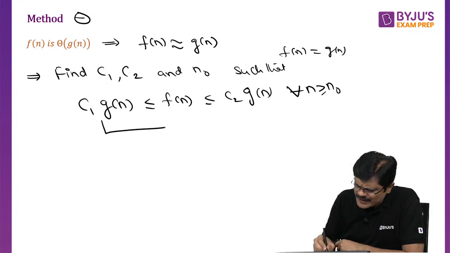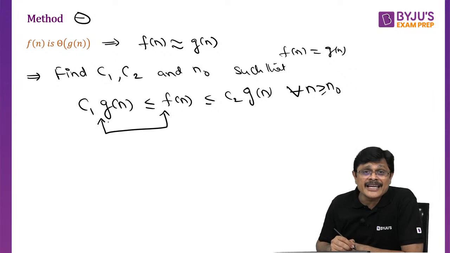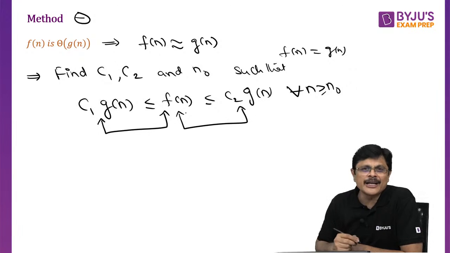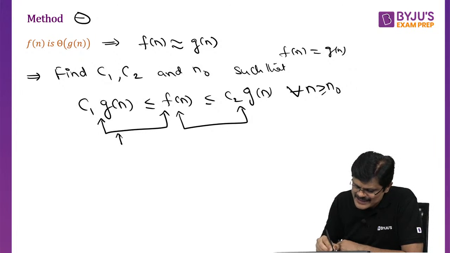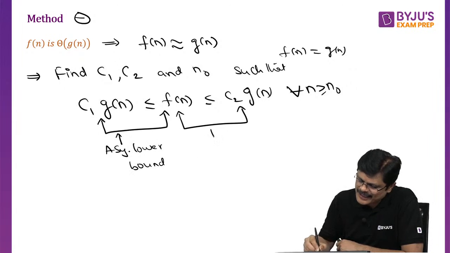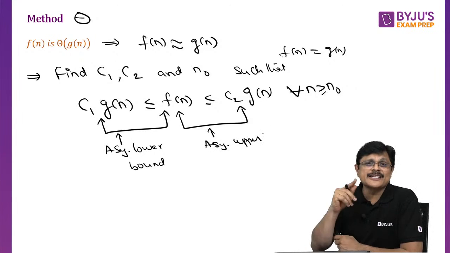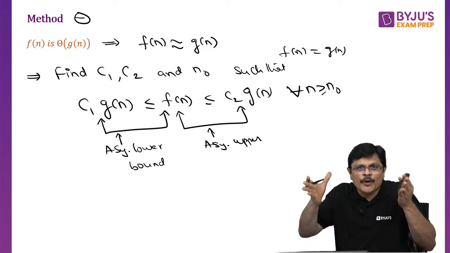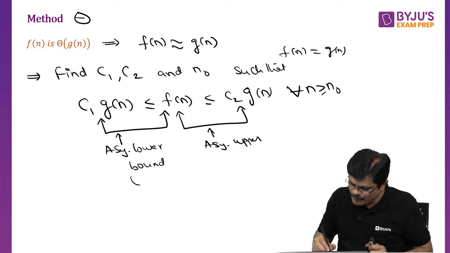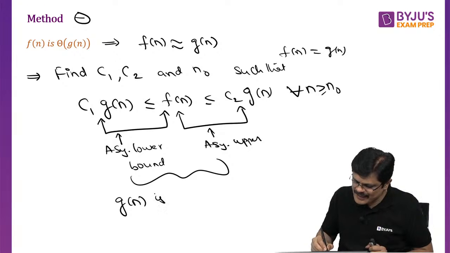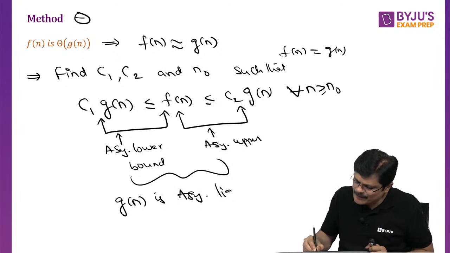Now if you observe this, the left hand side tells you that Gn is an asymptotic lower bound. And if you see the right hand side, what will it tell you? Gn is an asymptotic upper bound also. So when it is both an asymptotic lower bound and upper bound, it becomes the tight bound. Therefore, we say that Gn is an asymptotic tight bound.